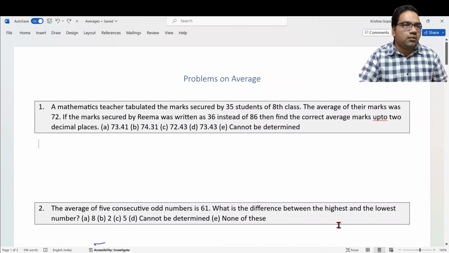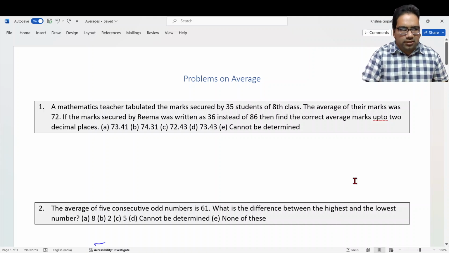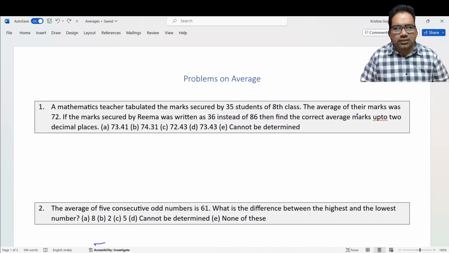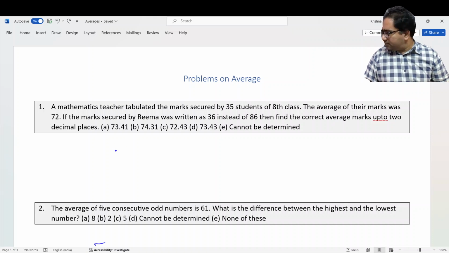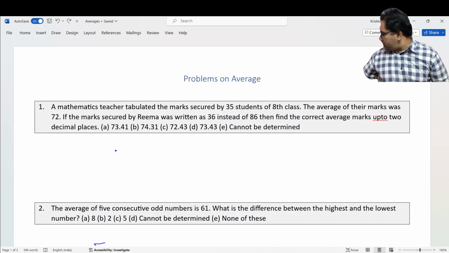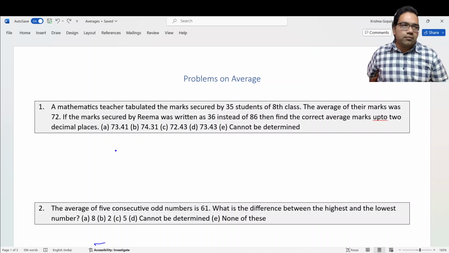A mathematics teacher tabulated the marks secured by 35 students of class 8. The average of their marks was 72. If the mark secured by Rima was written as 36 instead of 86, find the correct average marks up to two decimal places.